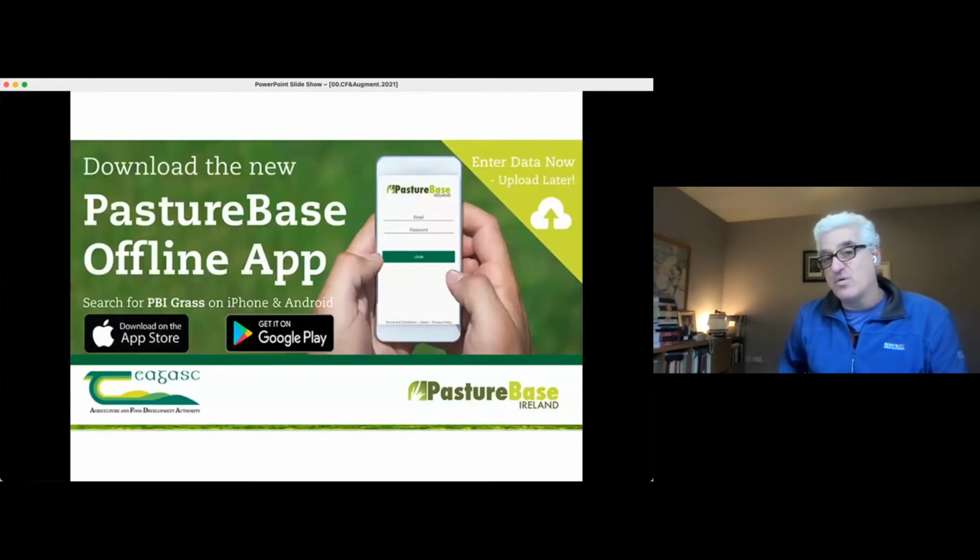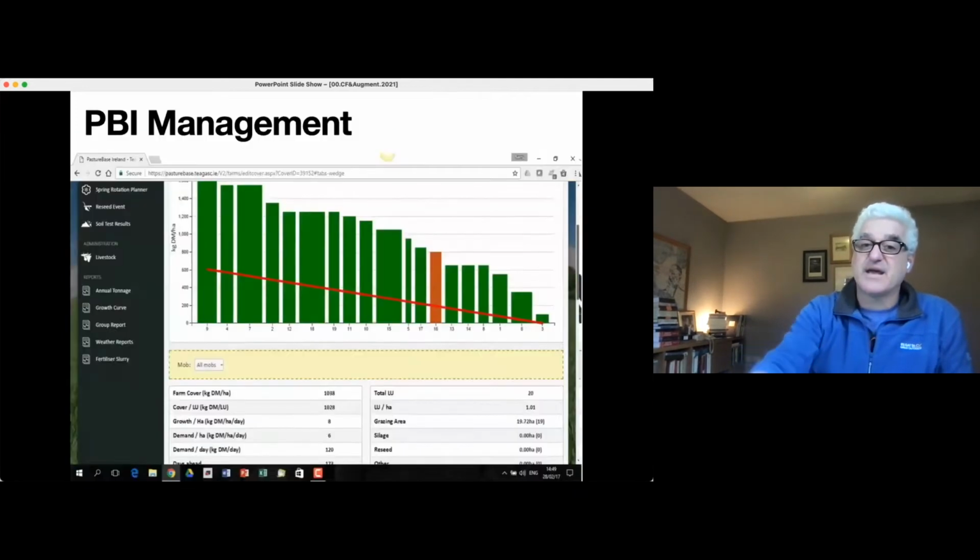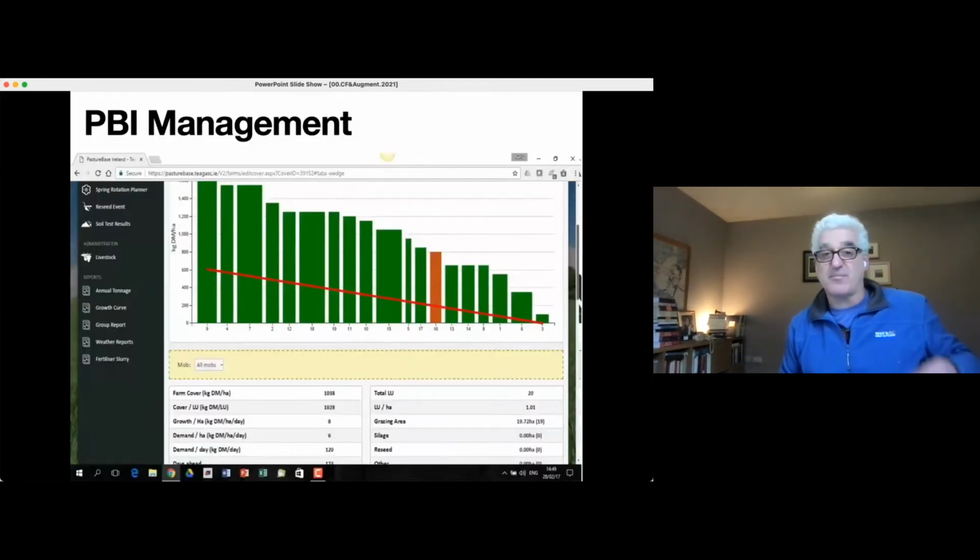And so our collaboration in this was with this national research body called Teagasc. They actually have a platform where they help farmers manage their grass on their farm. And this is the desktop version of this decision support system. It's called Pasture-Based Ireland. This is actually a model of a farm. So each bar is a field, or what they call a paddock.